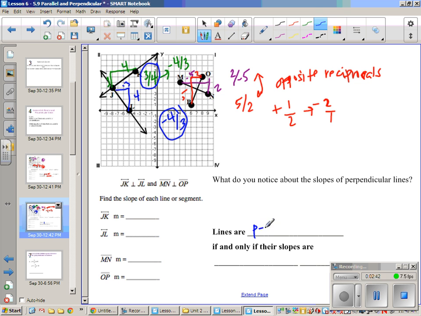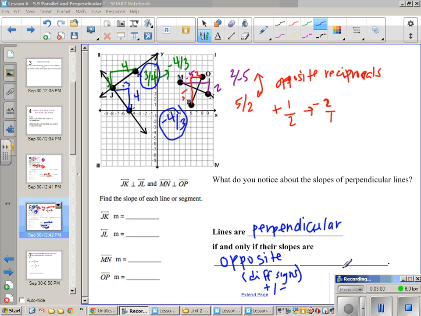So lines are perpendicular if and only if their slopes are opposite, meaning they have to be different signs. One has to be positive, the other has to be negative, and they have to be reciprocals. It means you just flip it. Reciprocals means you just flip it around.